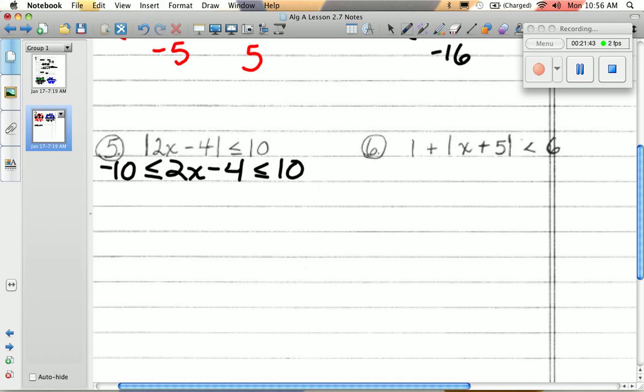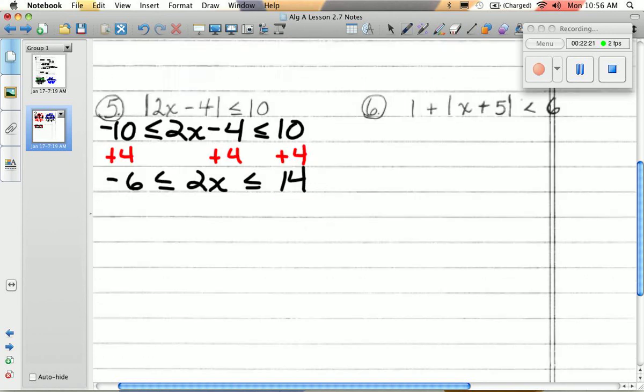Divide by 2. So what would be our next move? No, I don't think we should divide. Now let's add that 4. Now we can add 4 to every region. And negative 10 plus 4? Negative 6. What's left in the middle? Still 2x, isn't it? And 10 plus 4? Again, don't let your brain say, oh, just put a 6 there. What is it? 14.